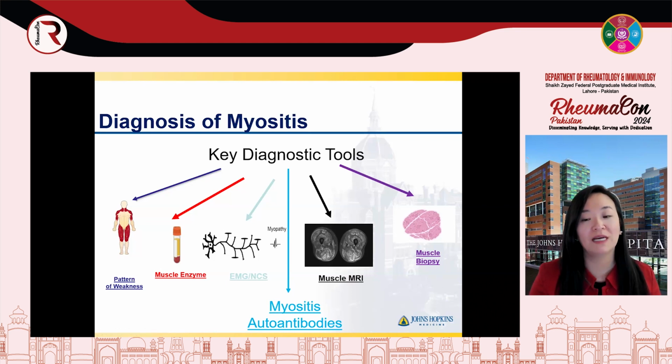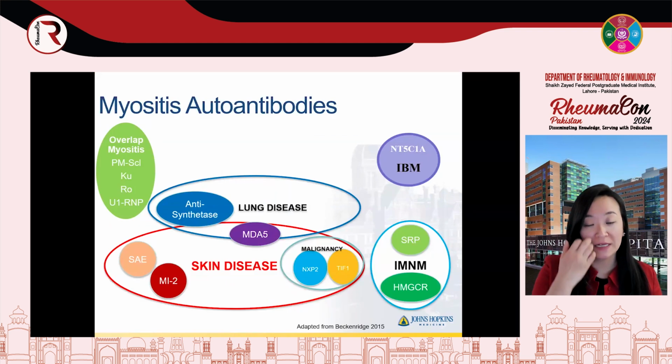As you know, the myositis autoantibodies can be very predictive of a patient's phenotype and can help with diagnosis and also prognosis. That's why, in particular, in patients with dermatomyositis, we may really not need to get a muscle biopsy at all because it's very clear that a patient has it.